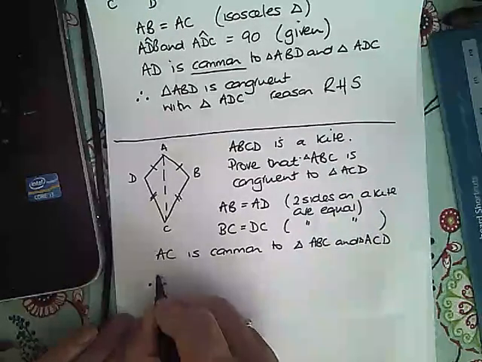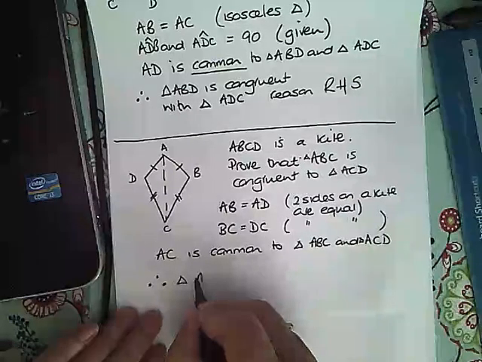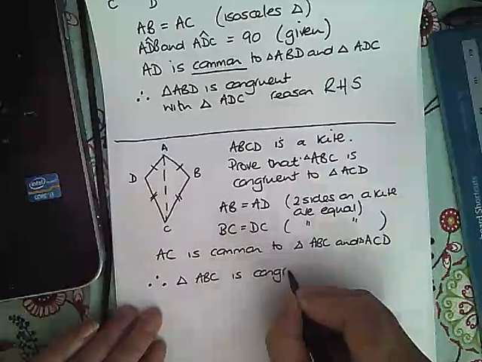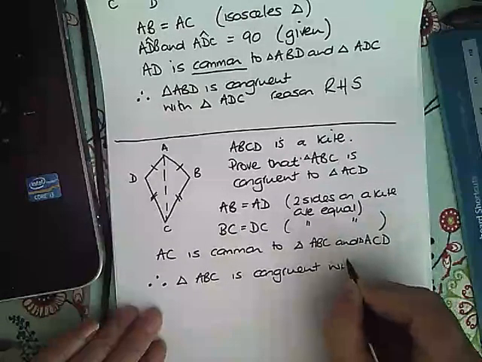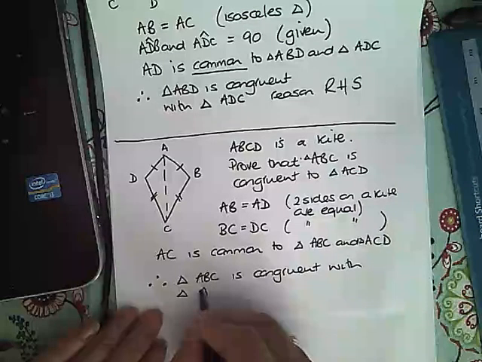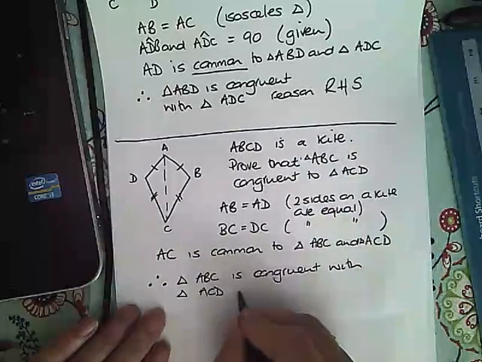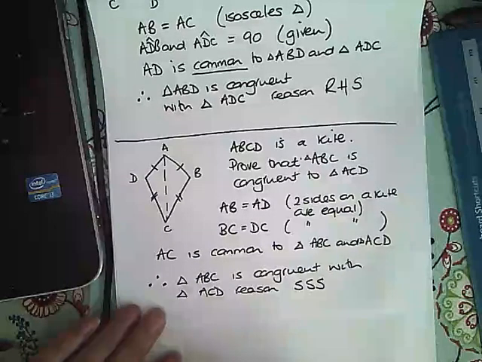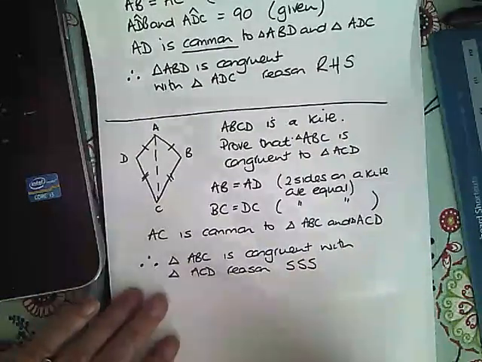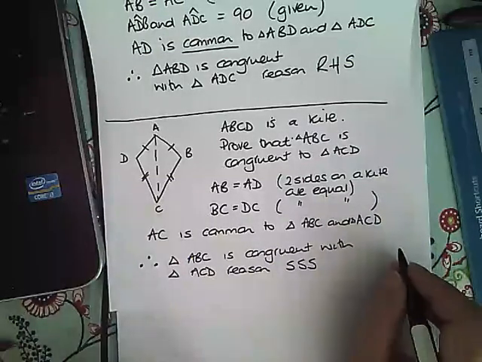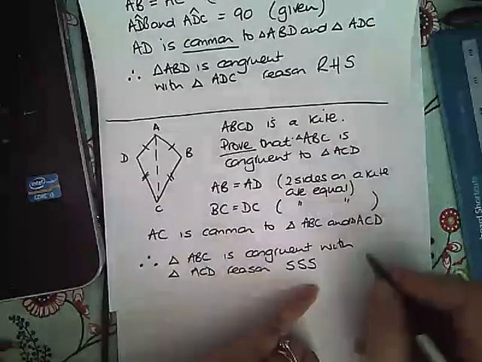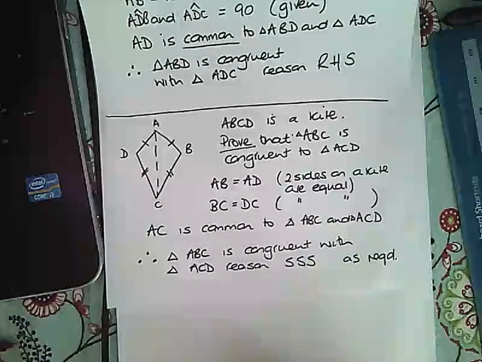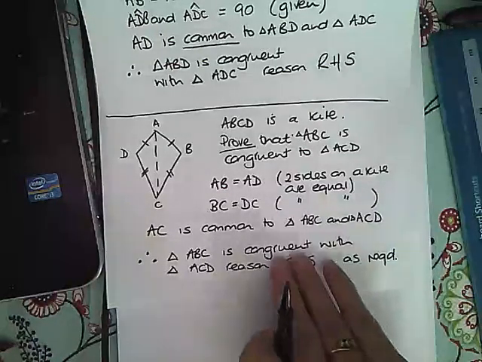So we write down, therefore, triangle ABC is congruent with triangle ACD, and the reason is side, side, side. You don't even have to write the word, you can just write SSS. And sometimes at the end of a proof, if you're asked to prove something, you could write "as required" or "as req'd".